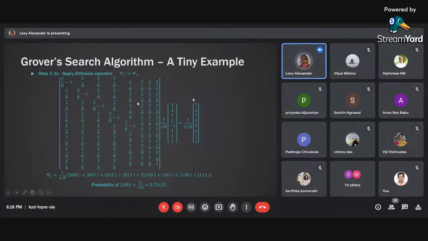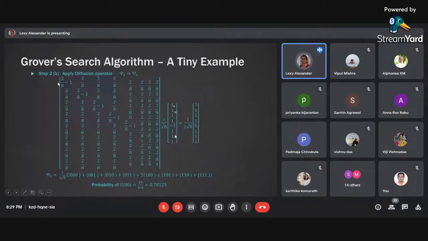So that is actually all the off-diagonal entries are 2 by n, and all the diagonal entries are 2 by n minus 1. So it is like this. All off-diagonal entries are 2 by n, the rest of the diagonal entries are 2 by 8 minus 1. So you apply that to the next amplitude vector, that is 1 by square root of 8 times 1, 1, 1, 1, -1, 1, 1, 1.